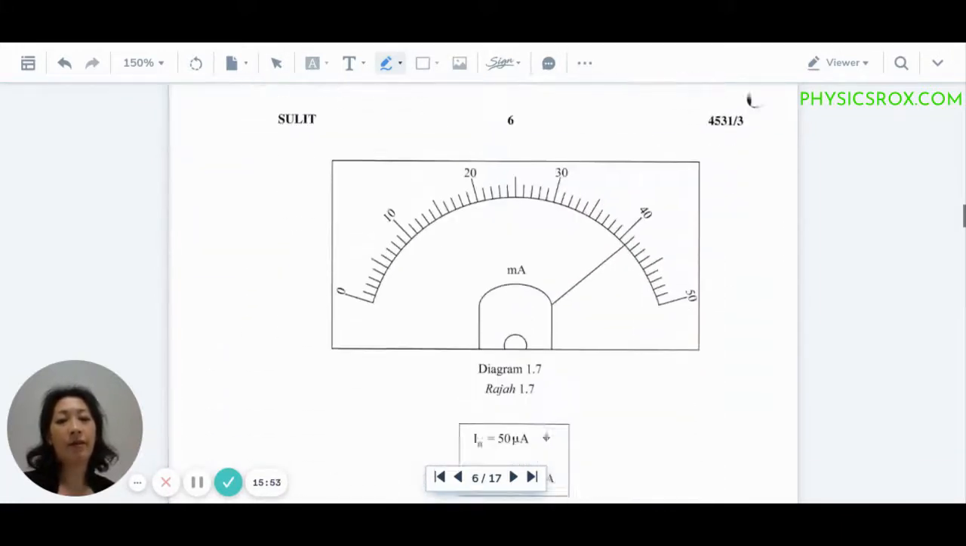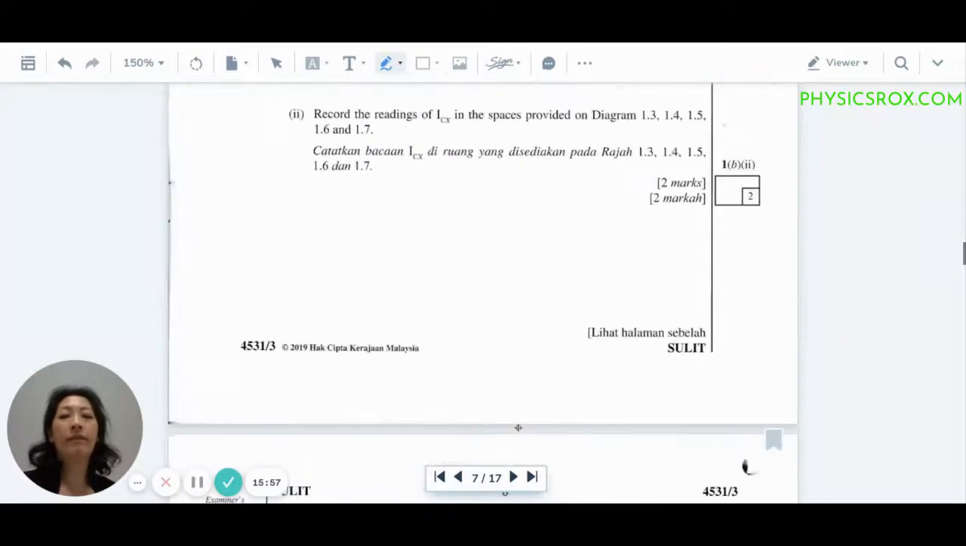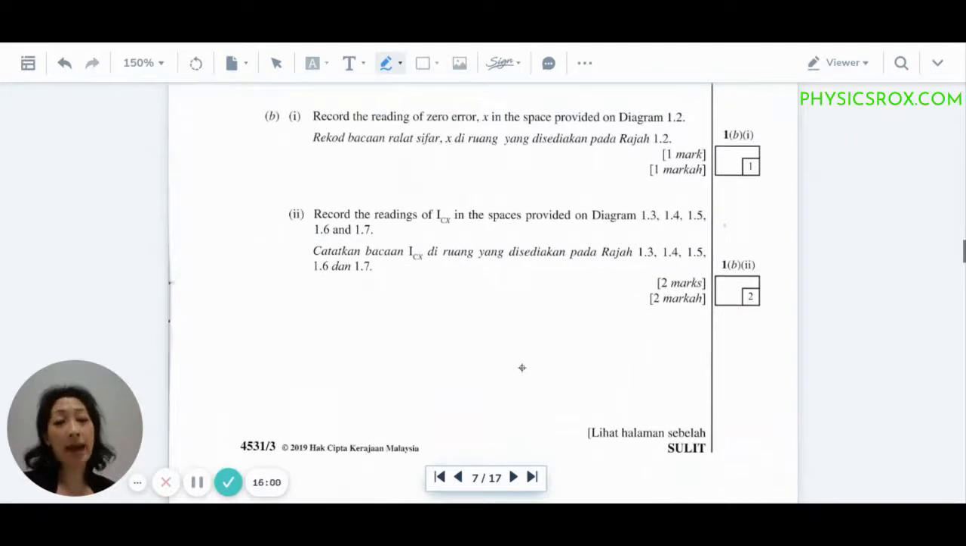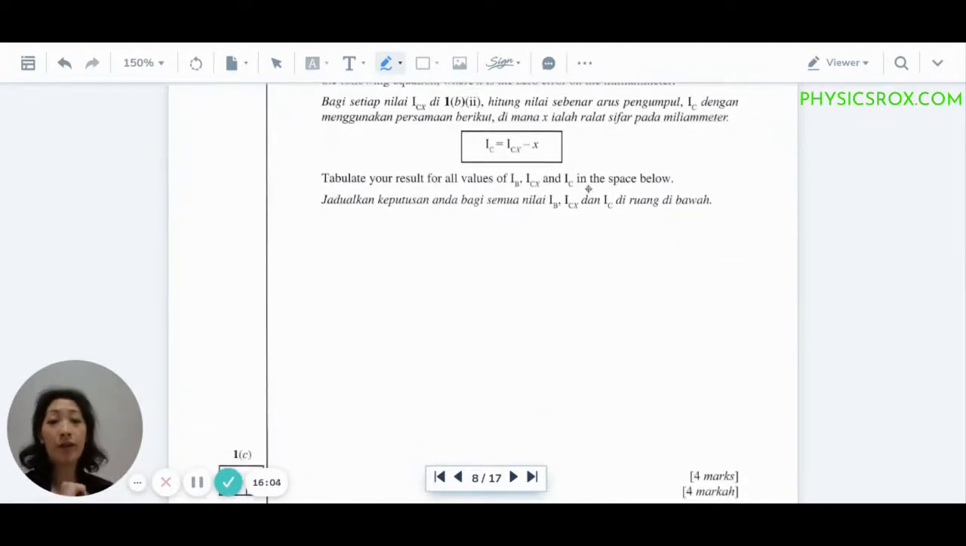Okay, so when you then prepare the table, the tabulation, you've got IB, ICX, and IC in this case.